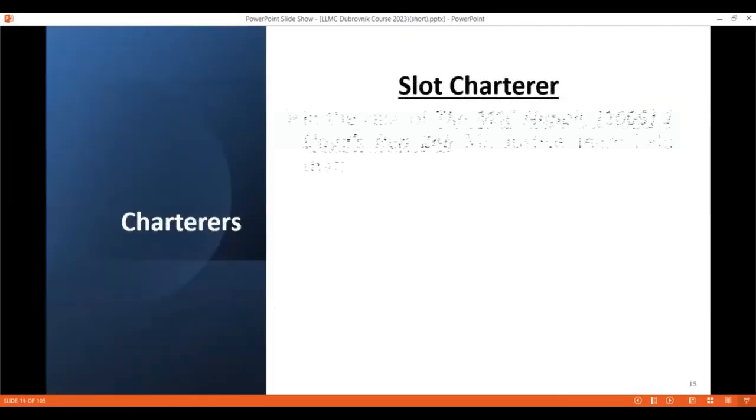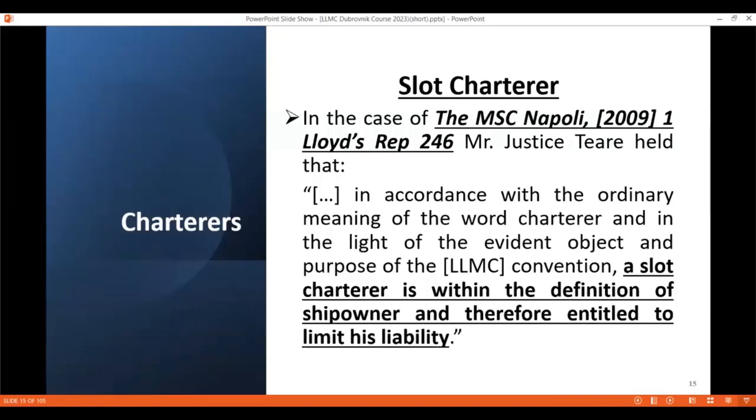Now, we spoke of the owner. And in the charterers, it includes all charterers. It includes the voyage charter, the time charter, the bareboat charter, even sub-charterers. But the question had arisen whether slot charterers are covered because they just hire a bit of space in the ship. In the UK, it is clear now.